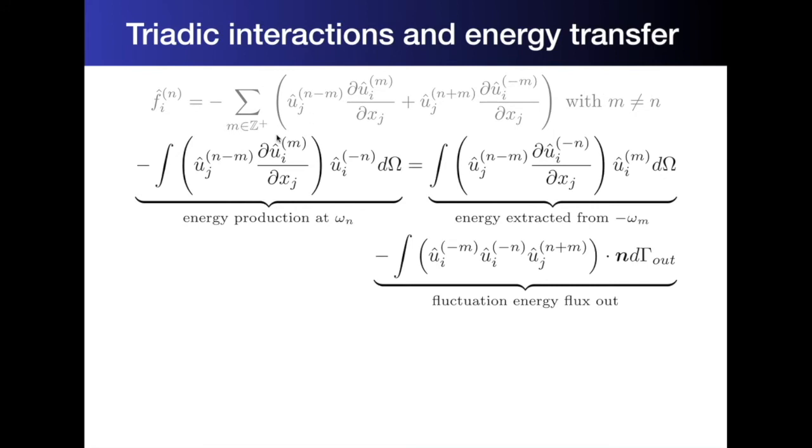What this allows us to do, just by using integration by parts, is show that the energy that m gives to n is equal and opposite to the energy that n gives to m. That's all this means. There is also a line integral term. This is energy flux out, but it's very small for this particular setup because the outlet domain is sufficiently far downstream.